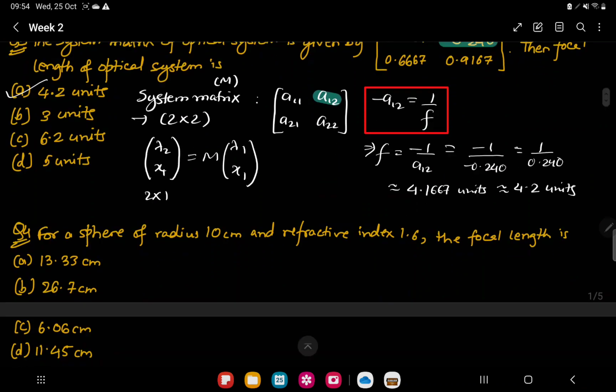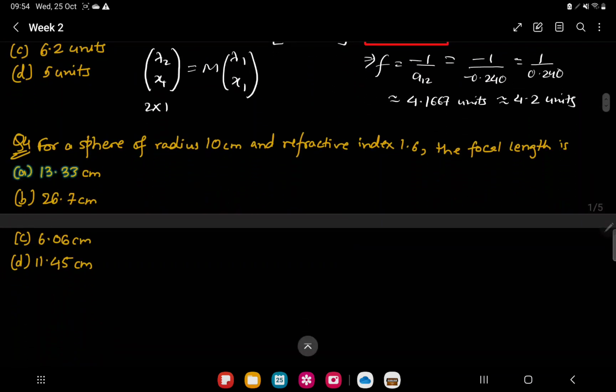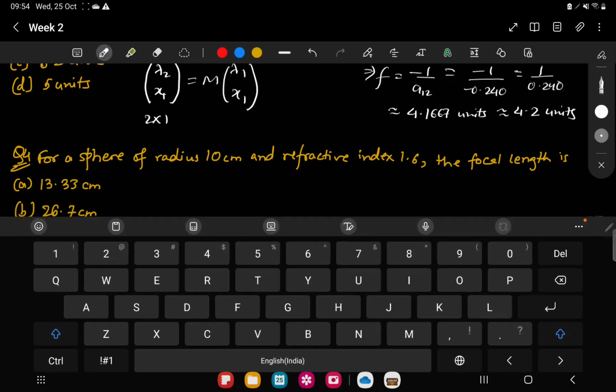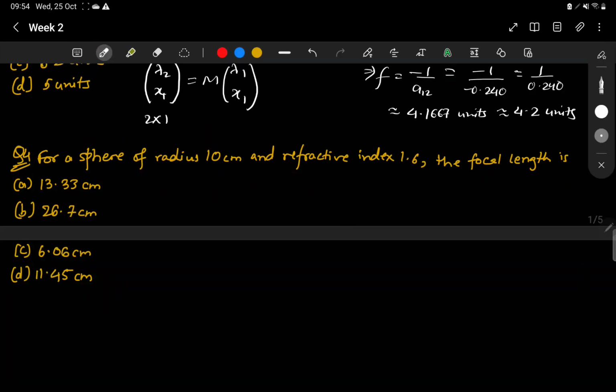Now this question we had not completed earlier, so we will complete it now. For a sphere of radius 10 centimeters and refractive index 1.6, the focal length is what we need to find out. So let us solve. Radius 10 centimeters, so this is R.